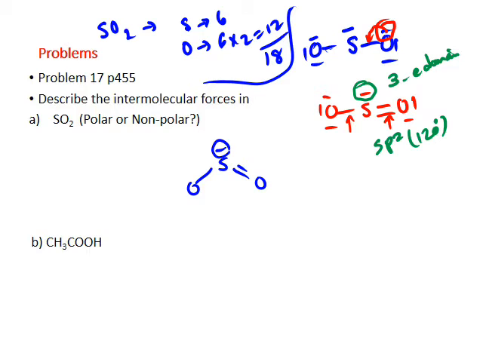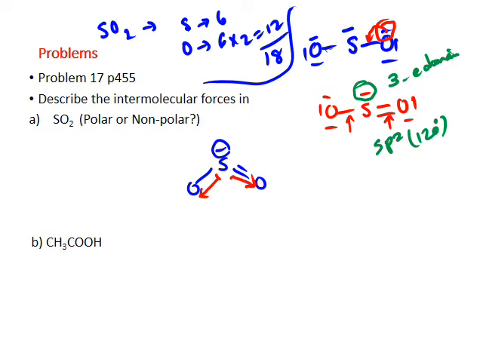Now, let me draw the dipole forces. Sulfur, oxygen. Oxygen is more electronegative than sulfur, because if you look at the periodic table, on the top of sulfur is oxygen, which is more electronegative than sulfur. So that means oxygen is pulling electrons away from sulfur. So let's draw an arrow here. That's the dipole moment. And on the other side there'll be another one.